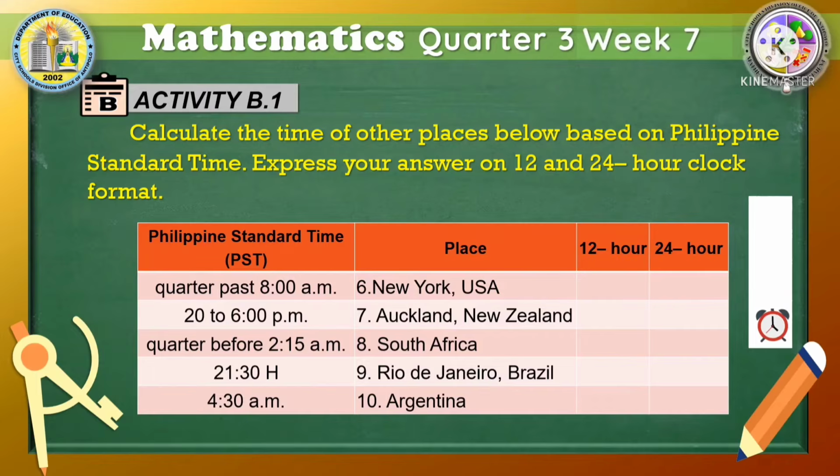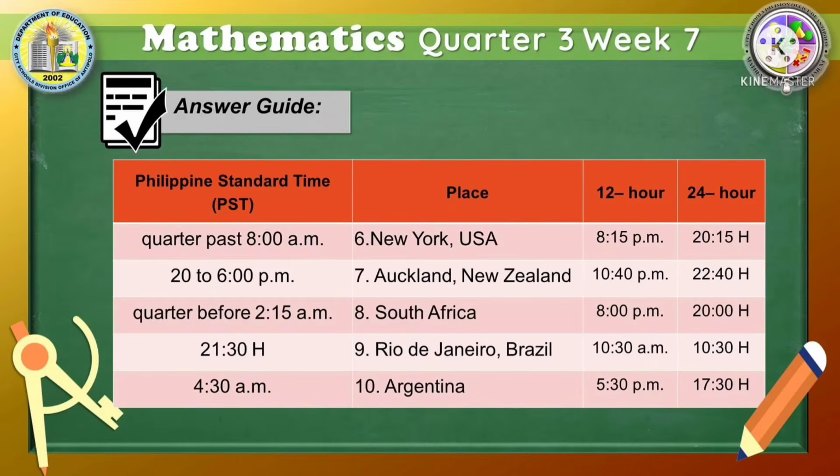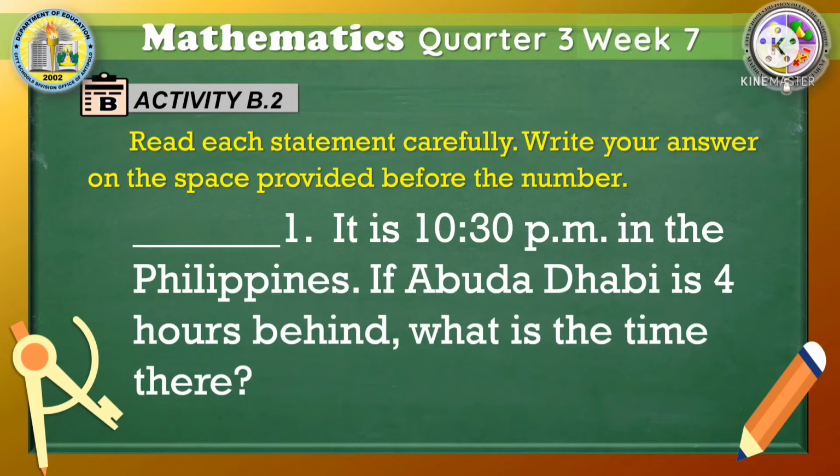Time is up! Here are the answers. Did you get all the answers correctly? Great job! You are now ready for the next activity. For Activity B.2, read each statement carefully. Write your answer on the space provided before the number. I will do the task for item number 1 and you will do the rest.